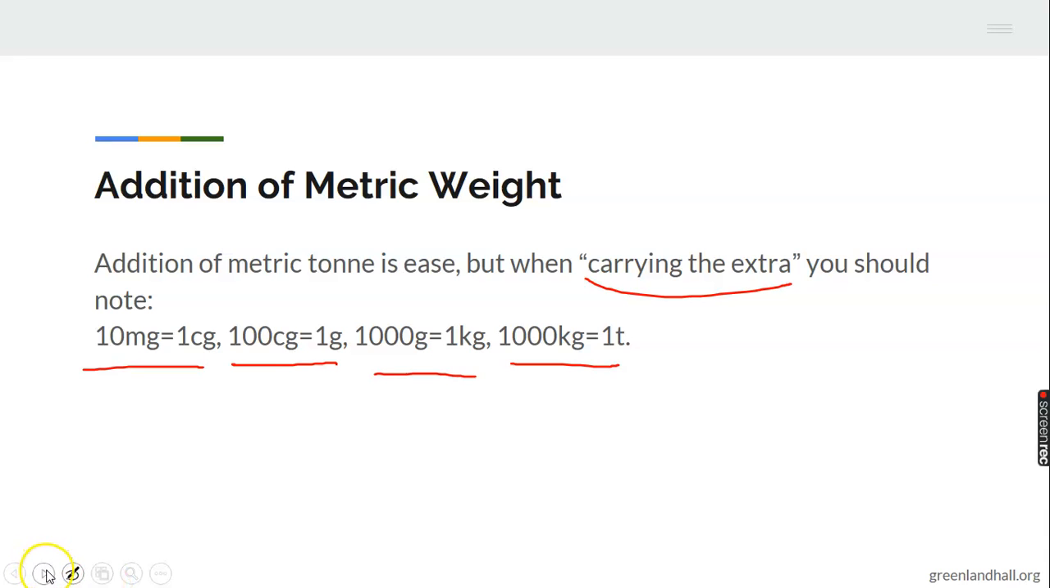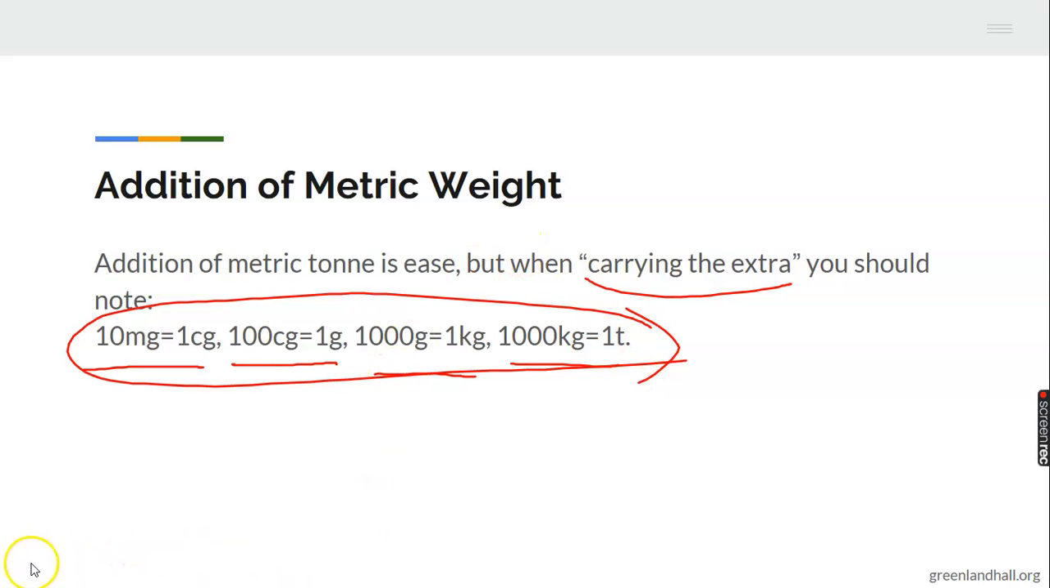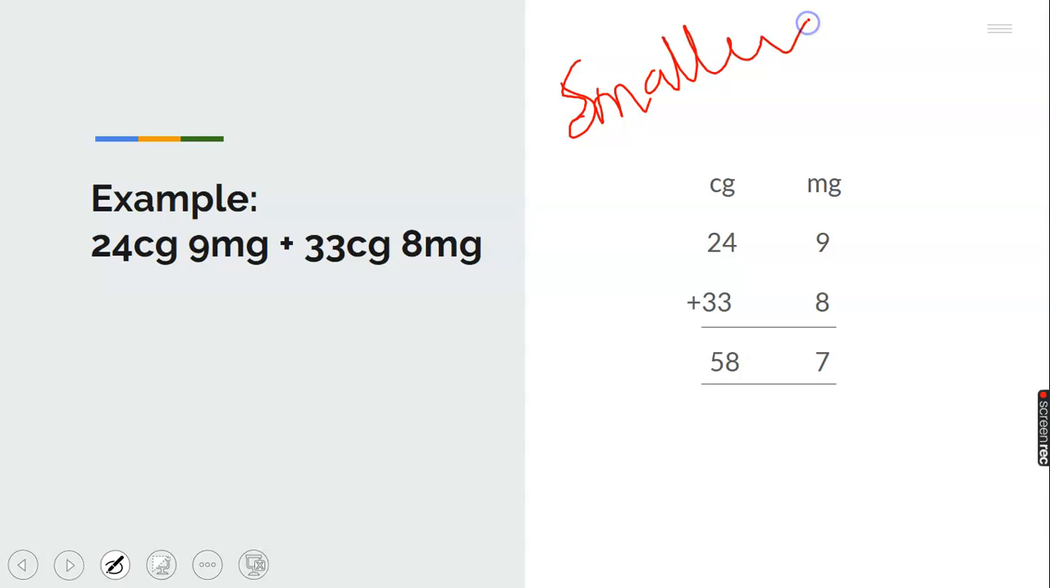All right, so now let's lay our hands on it. Bearing this in mind, we can now take 2 or 3 examples. This is addition. Now this centigram and this milligram. I want to beg you, if you are carrying from, we have smaller and we have bigger.